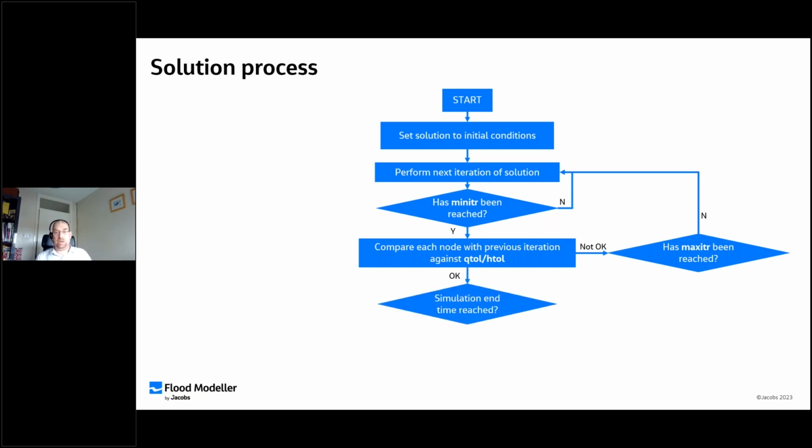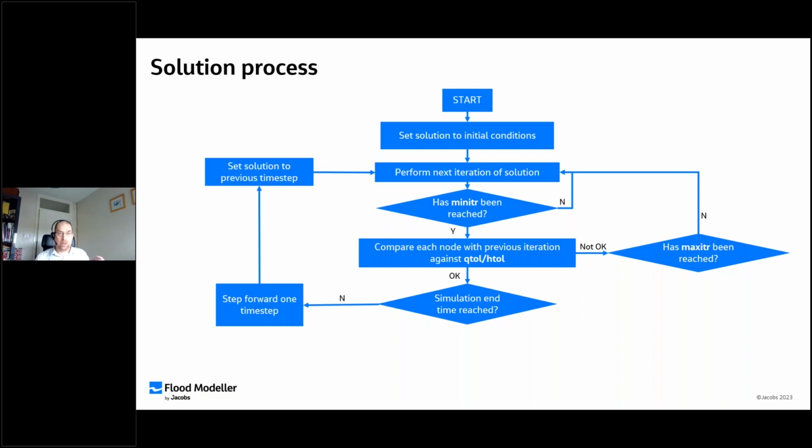If it is, then we step forward in time, set the first guess to our current solution, so that will now be the previous time step, and perform the whole thing over and over again. If you've gone through the maximum number of iterations and not got a good enough solution, that's when we issue our convergence warning again. So we do that for every time step until we reach the end of the model, and then hopefully, happy days, at the end we've got a solution. So that's quite a neat little diagram of how the solution process actually works.